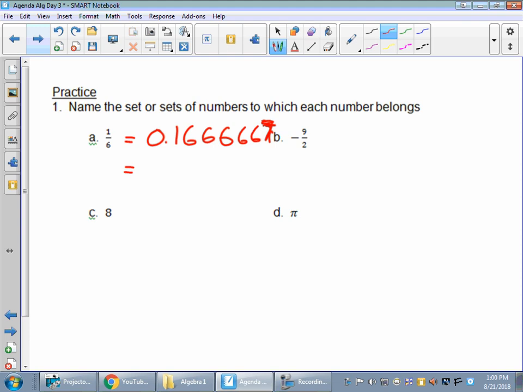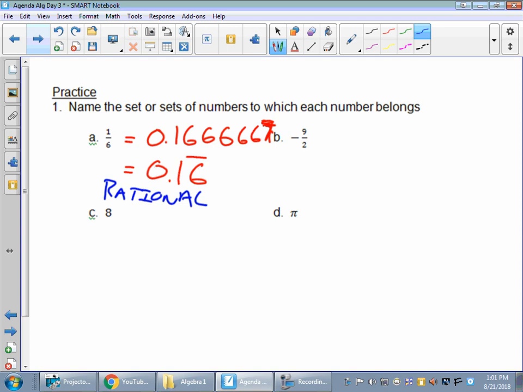So if we rounded this down, we could actually say it's 0.16 bar. So now we have 0.16 repeating. So what number would that be? In that case, this would be a rational number, because it's got a repeating decimal. It's a decimal that either ends or repeats. This one would go on 6s forever.